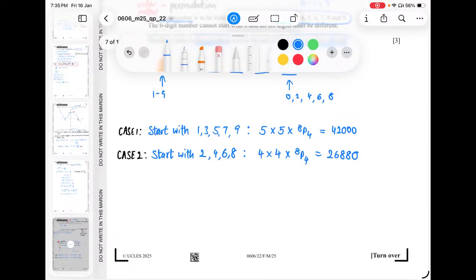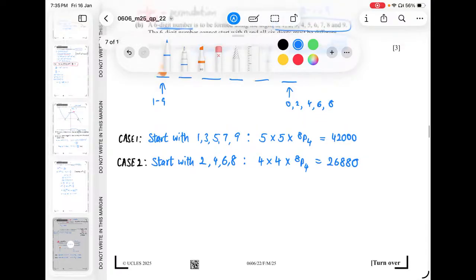So now you have found both of the cases. Now basically what you need to do for the total number of 6-digit numbers that can be found is add 42,000 plus 26,880. So that should give you 68,880. So that's your answer for this question.